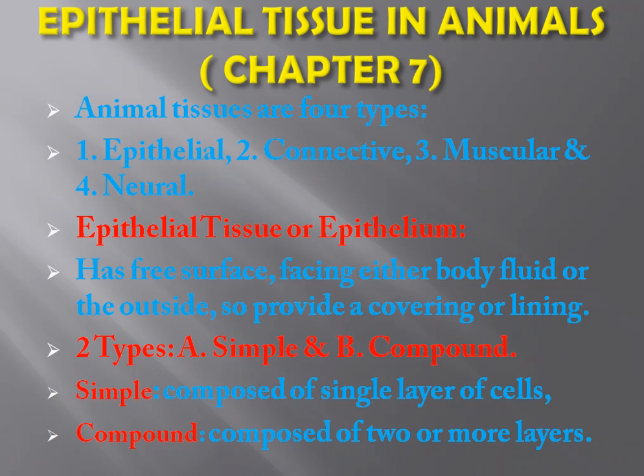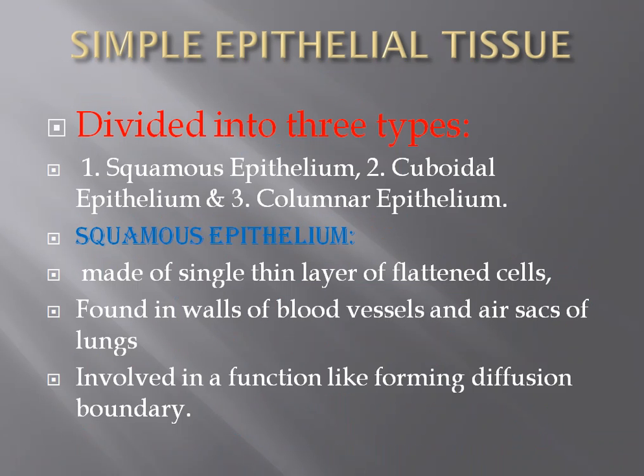Epithelial tissues are two types: simple and compound epithelial tissue. Simple epithelial tissue is composed of a single layer of cells, whereas compound is made up of two or more layers of cells. Simple epithelial tissue is divided into three types: squamous epithelium, cuboidal epithelium and columnar epithelium.